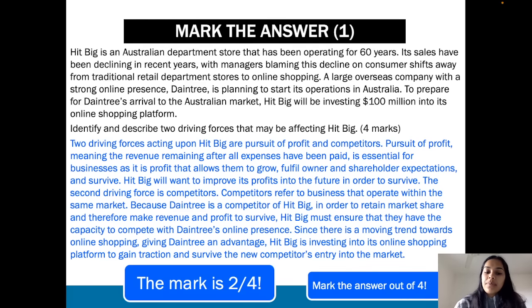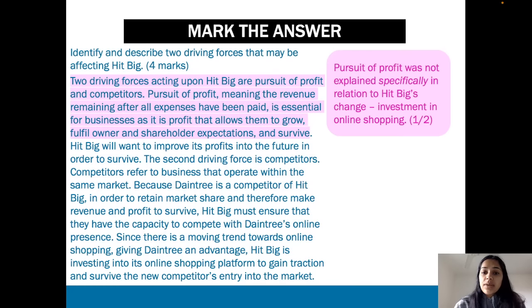So the mark would be around 2 out of 4. So let's try to break it down. The question asks you to identify and describe 2 driving forces that might be affecting HitBig. And the student, in this first part, has said 2 driving forces acting upon HitBig are pursuit of profit and competitors. Pursuit of profit, meaning the revenue remaining after all expenses have been paid, is essential for businesses as it is profit that allows them to grow, fulfill owner and shareholder expectations, and survive. So the pursuit of profit was not explained specifically in relation to HitBig's change, investment in online shopping. So the mark that they lost was the link towards the case study.